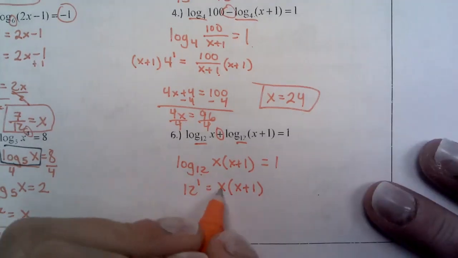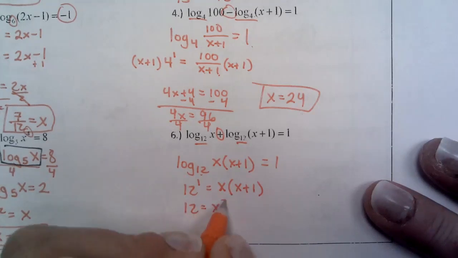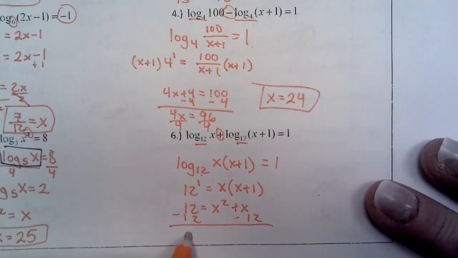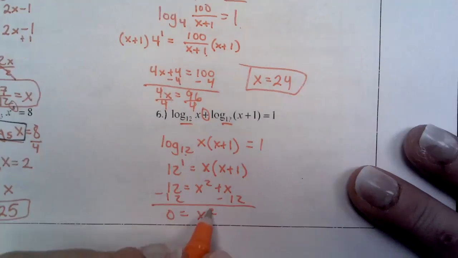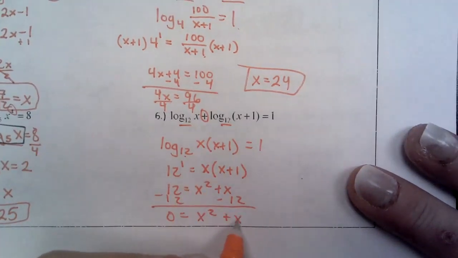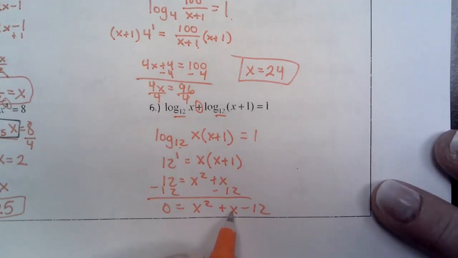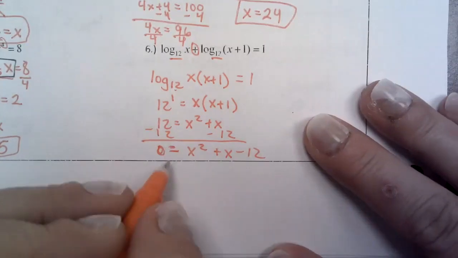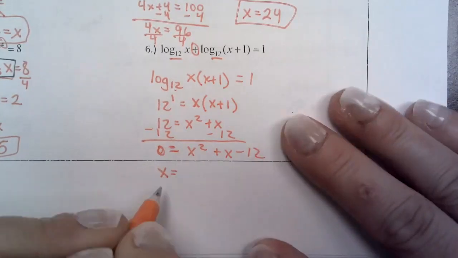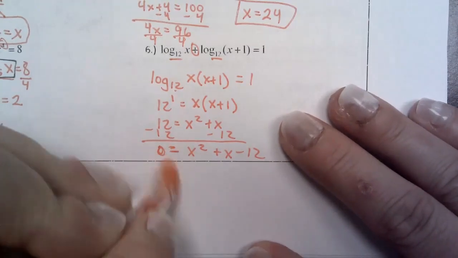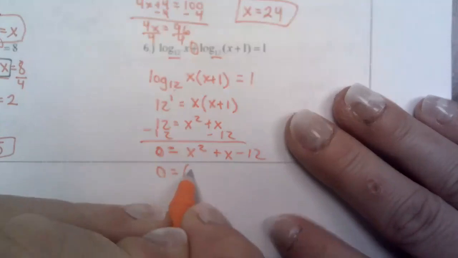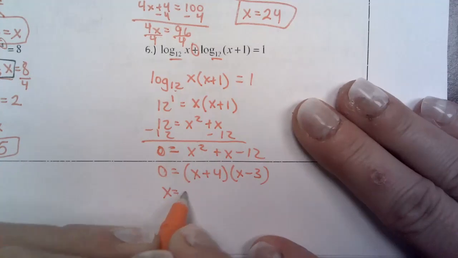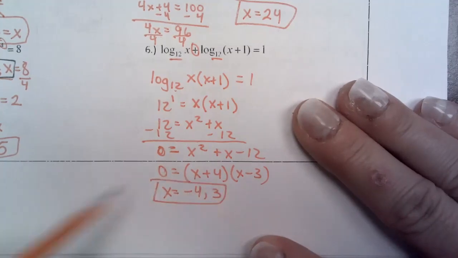I'm going to go on ahead and distribute this x through, and I get x squared plus x. I'm going to subtract 12 from both sides. Notice that this is a quadratic. Now I need to factor this quadratic. Here, I'll show you the factored form first. So I get 0 equals x plus 4, x minus 3, which means x equals either -4 or 3.